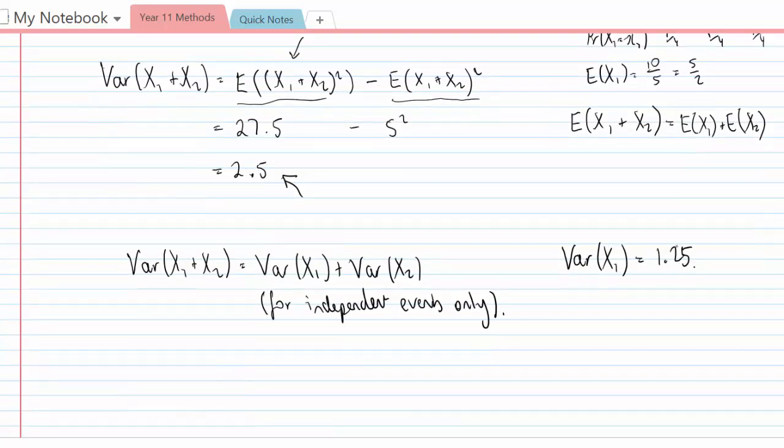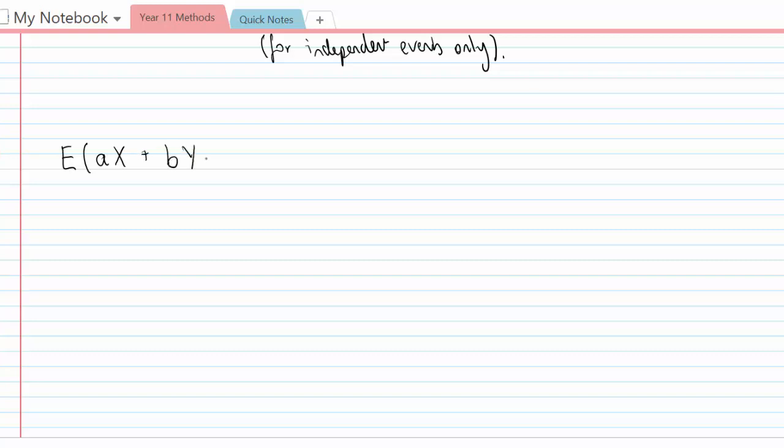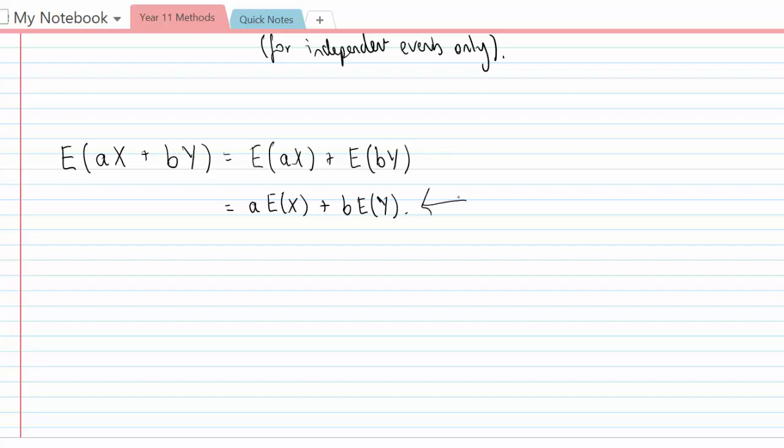So finally, what we can do is combine these two rules. If we want to do the expected value of some random variable x, which is being multiplied by a constant a, plus another random variable which is also being multiplied by a constant, then we can separate that into E of ax plus E of by, which can then be separated further using the rule that we looked at in the beginning. We can just make this a times E of x and b times E of y. So this here is what we really want to be able to use.